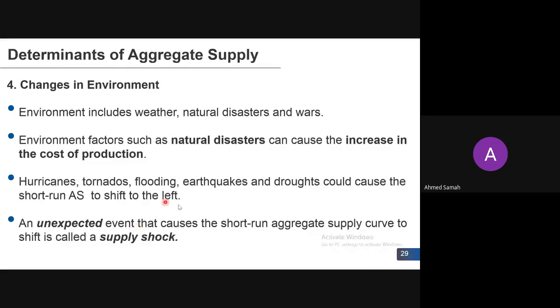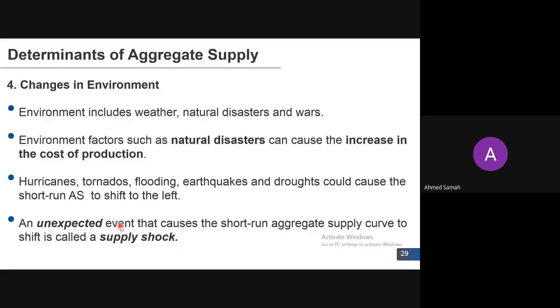We call unexpected events which cause supply to shift leftward, or even rightward, a supply shock. For example, let's say India in the rainy season, so it is a natural cause. When it rains heavily, there is flooding and farmers' lands are destroyed, causing a lot of crops to be unused.